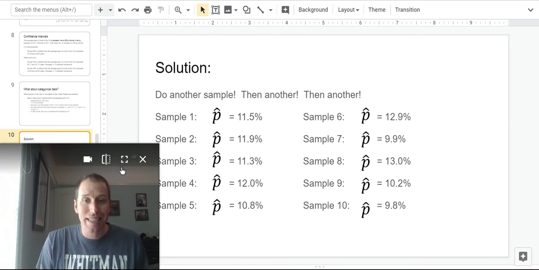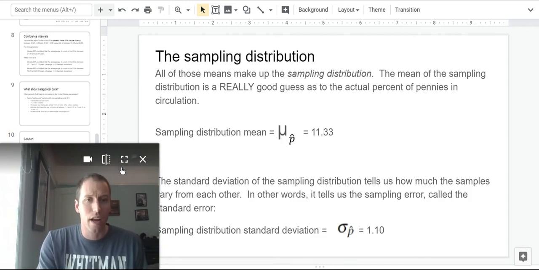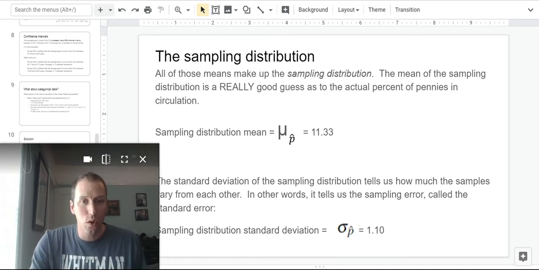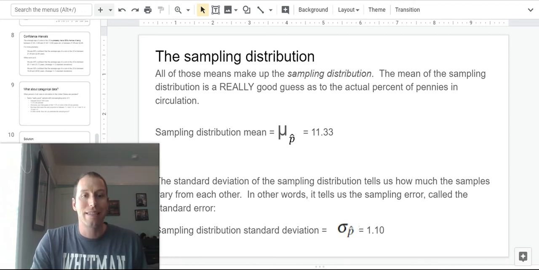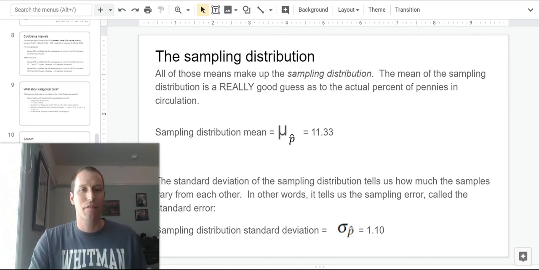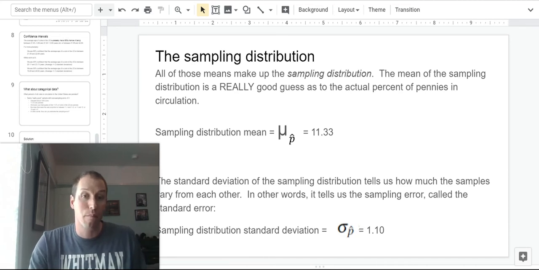So let's say I did 10 samples with the hypothetical 0 non-sampling error, and here is the proportion of pennies for each one of the 10. Just like with numerical data, those proportions become my sampling distribution. Those 10 proportions are now my data set, and I can find the average of those 10 proportions, which we have, again, mu is our symbol for average, subscript P hat, the average of the P hats, the average of the sample proportions. If you average those 10 numbers together, you get 11.33.